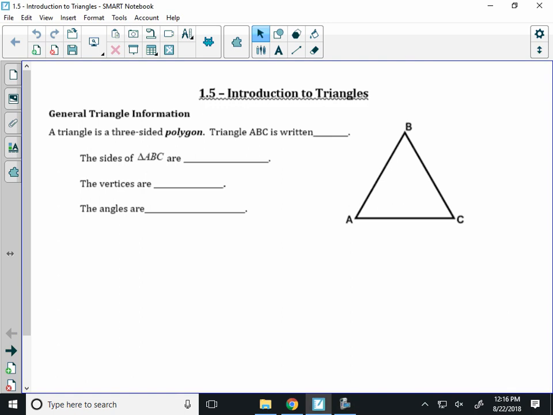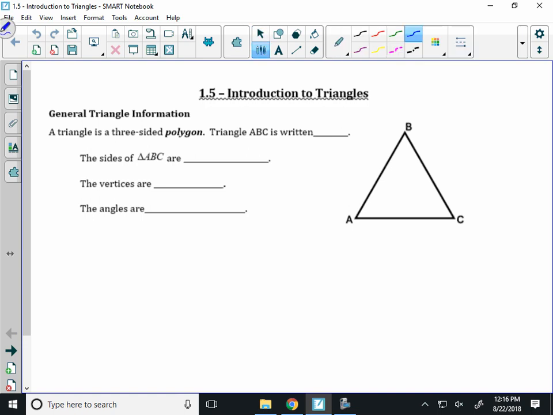About the first half, we're just going to talk about basic things. Basic things that we need to know about triangles that we're going to use throughout geometry. Okay? So we're just going to talk about how to name a triangle and different parts of a triangle here in this first section. How you name a triangle.